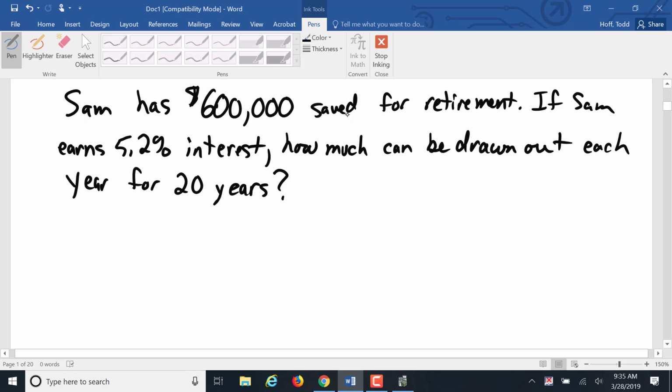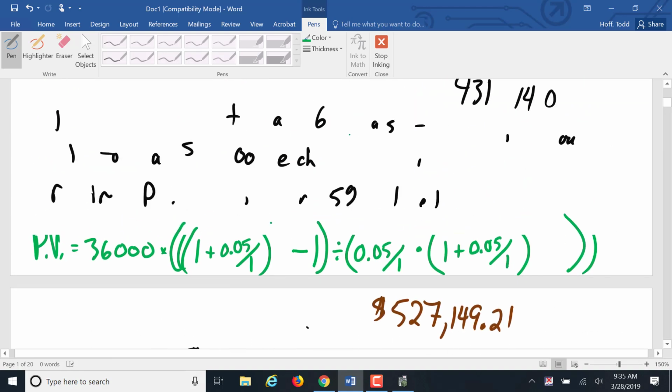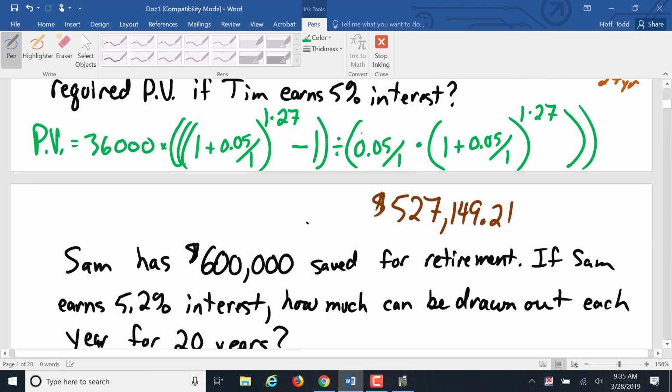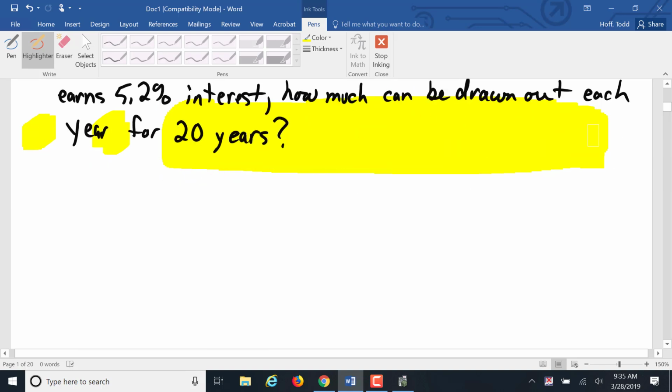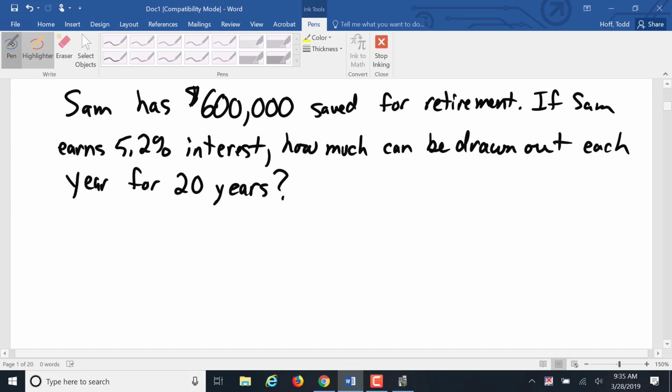So the formula changes now. Instead of knowing what the payment is and figuring out the required present value, we have the present value, and we're trying to figure out what the allowable payment would be. We're working backwards. So what that's going to require us to do is to divide the formula by this whole term. So that payment is going to be the present value divided by that big term. Here our payment is what we're trying to find.